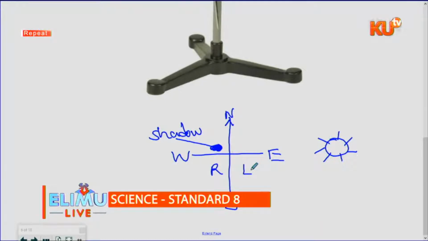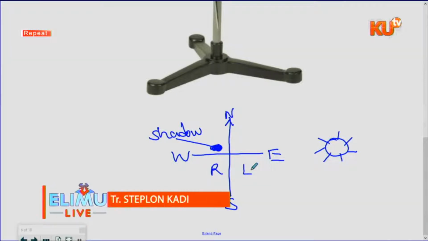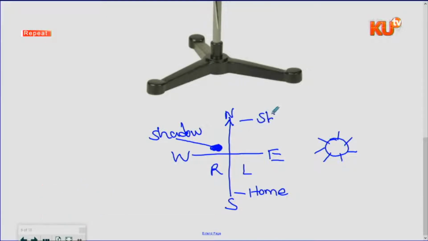Now you come back to your question. Mary was walking to school one morning and she realized her shadow was on the right side. What was the direction of the school from home? So she was coming from home to school. Home will be this side because she's going to school, and then this side will be school, such that the shadow should be on the right side. So this is school.